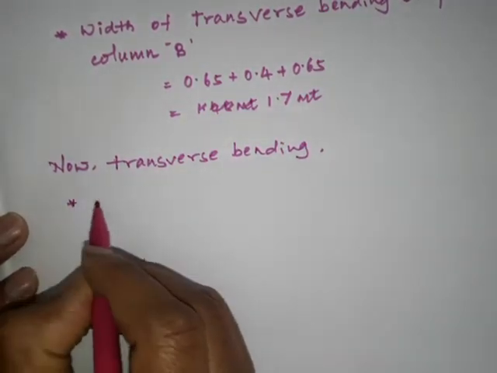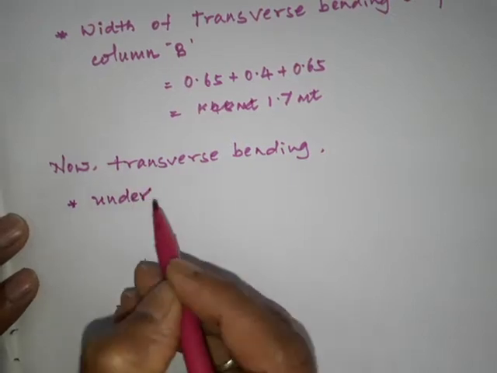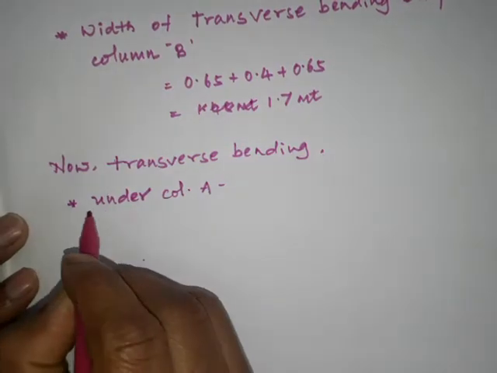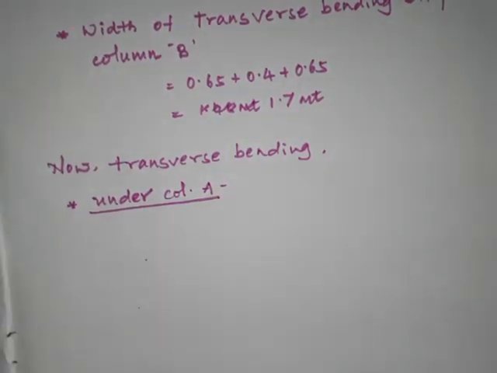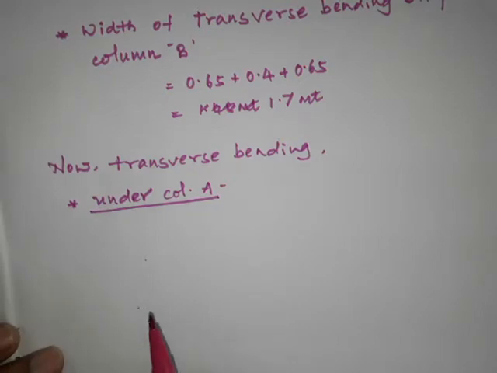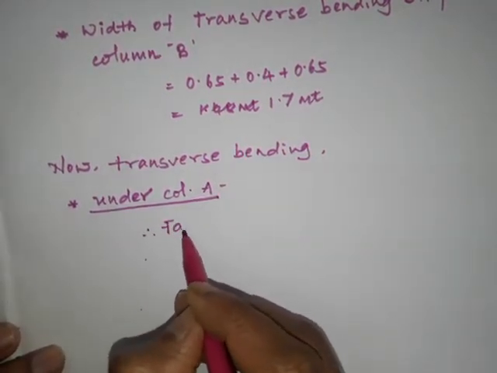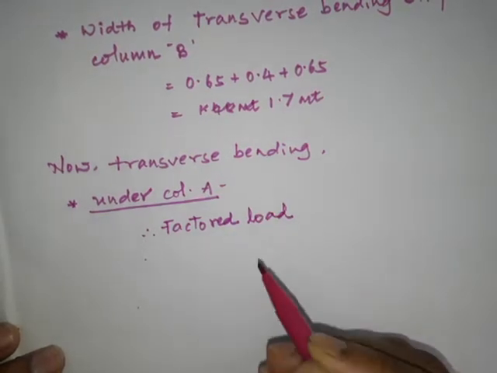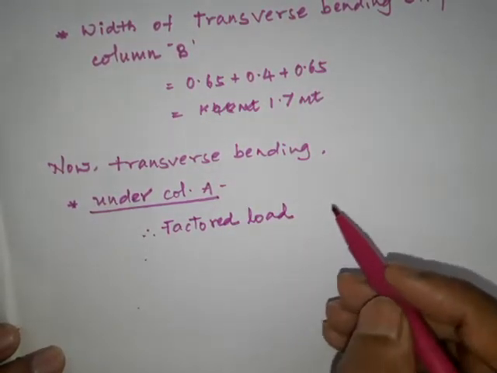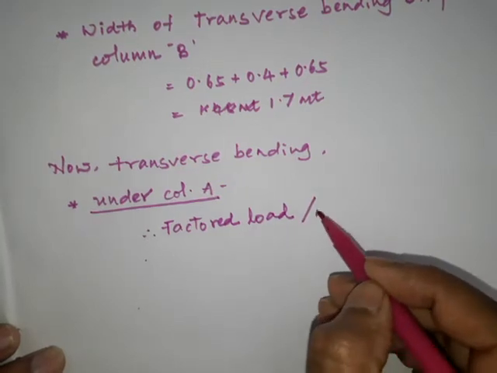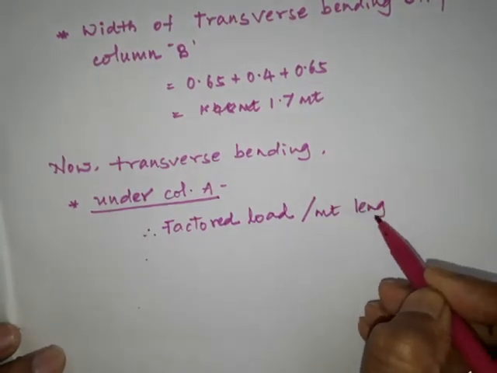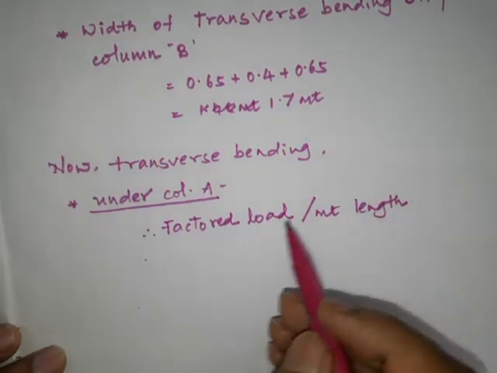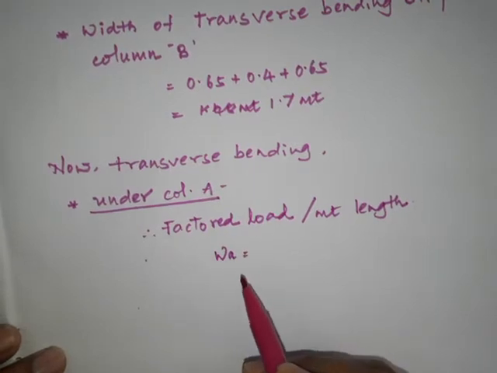So first it is under column A. You go for transverse bending under column A. Okay. So therefore here, the factored load per meter length, so you can call it as WA.